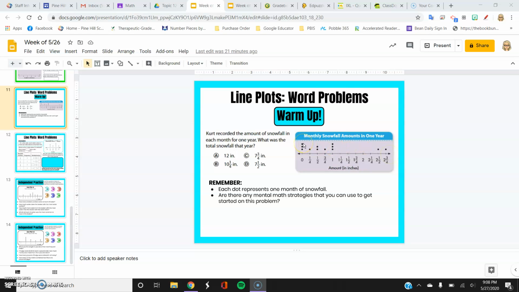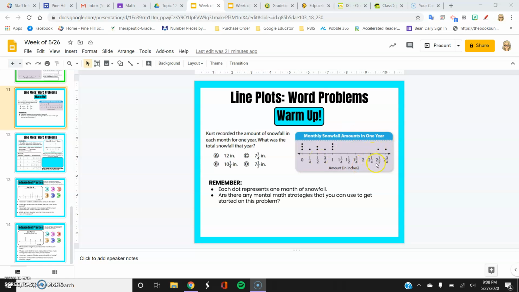And each dot represents 1 month. And there are 12 months in a year, so there should be 12 dots. 12 times he recorded the monthly snowfall amount. So here in 3 different months, there was no snowfall at all. He recorded 0 inches. In this 1 month, there was 1/4 inch of snow. Here we have 2 different months that were 1/2 inch and so on.